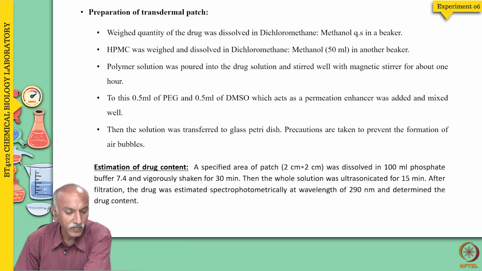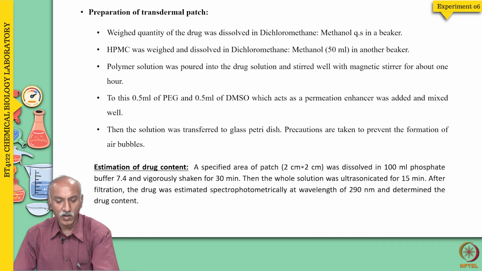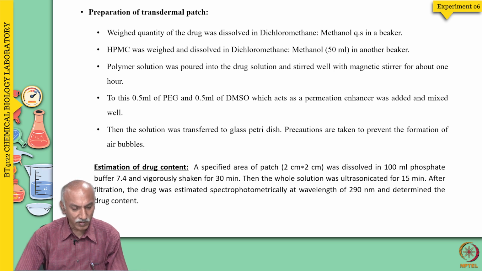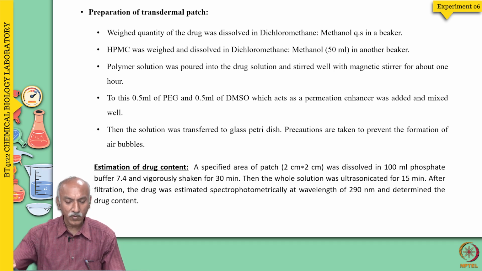And to this, 0.5 ml of polyethylene glycol and 0.5 ml of DMSO, which act as permeation enhancers, were added and mixed well. Then the solution was transferred to a glass petri dish, and while pouring into the petri dish, you need to take a precaution so it does not form air bubbles. Okay. After that, it takes about overnight to form the patch.